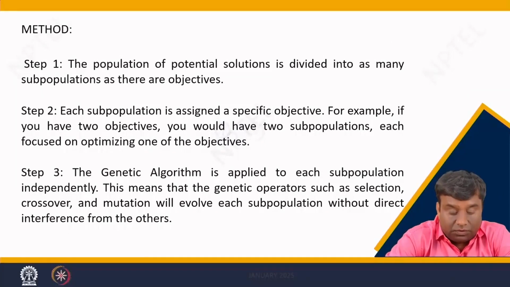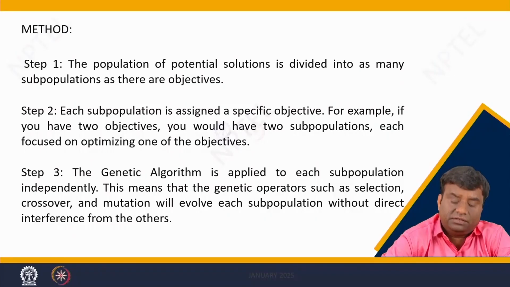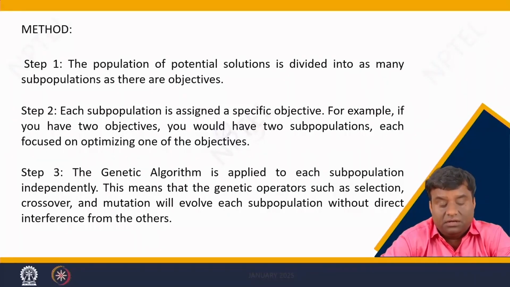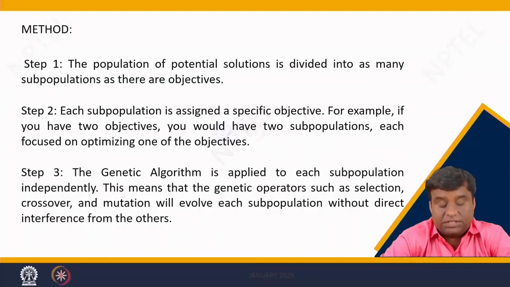Method. Step 1, the population of potential solutions is divided into as many subpopulations as there are objectives. So if there are three objectives, then there are three subpopulations. If there are two objectives, then two subpopulations, like that. Each subpopulation is assigned a specific objective. For example, if you have two objectives, you would have two subpopulations, each focused on optimizing one of the objectives.